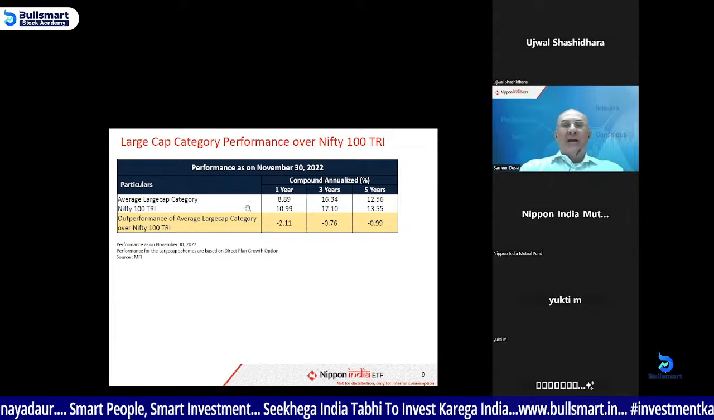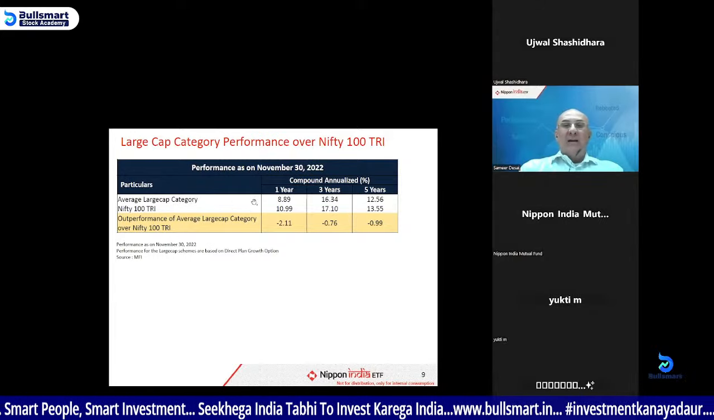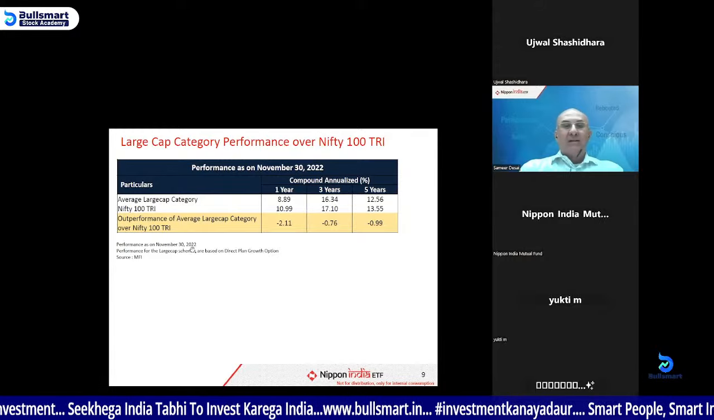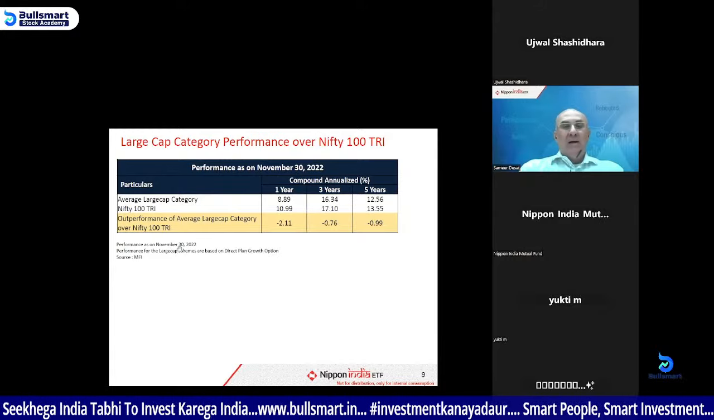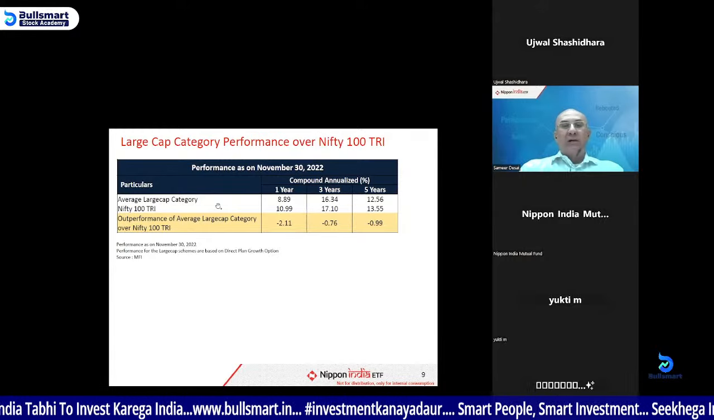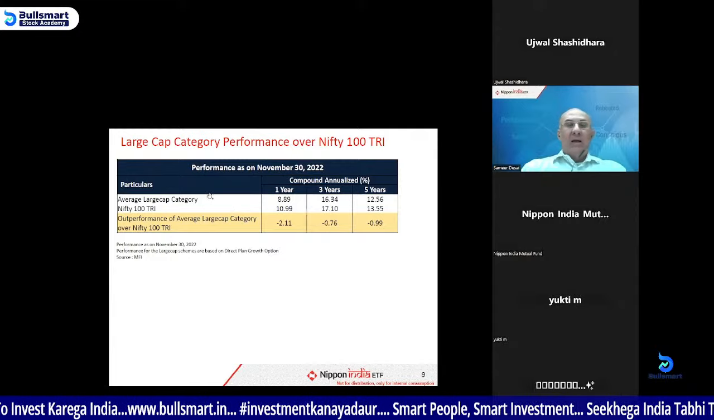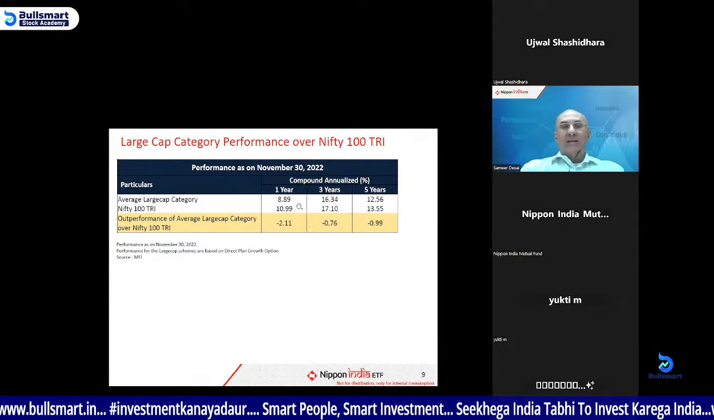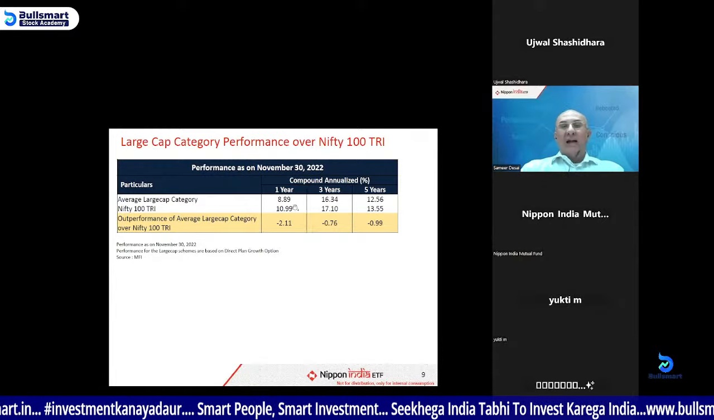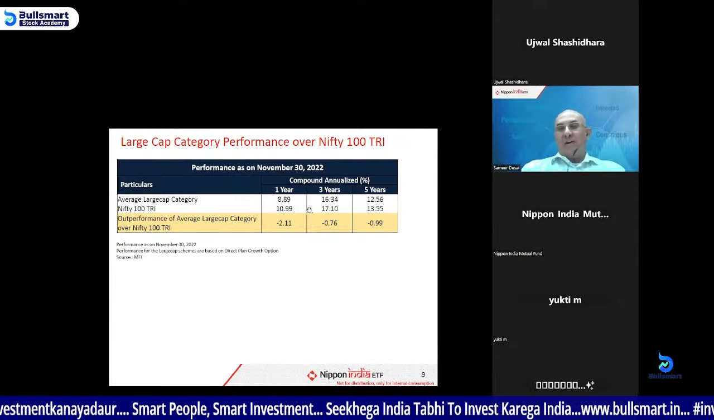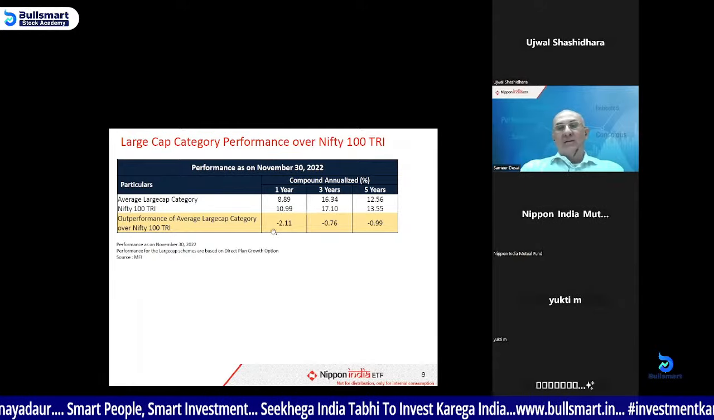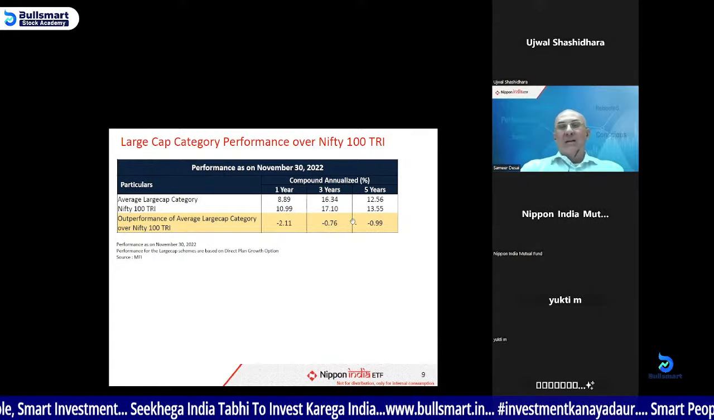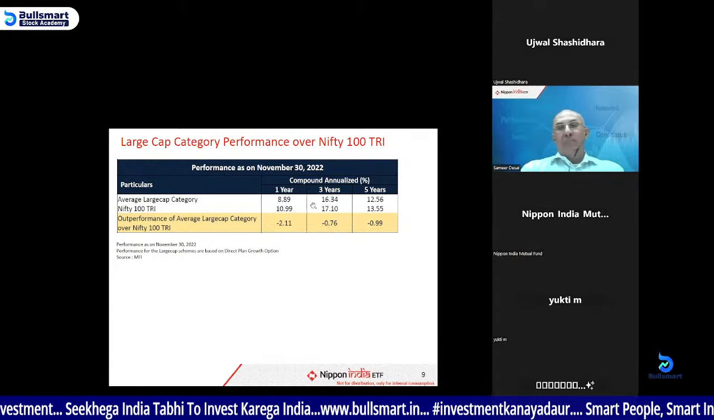Let us see some more data. This is again the large cap category and the compounded annualized return for 1, 3, and 5 years for a time period ended November 30th, 2022. We see that the entire large cap alpha category is giving a return less than the large cap index on an average. So these are the returns. This is the underperformance of the alpha category to the index in the respective time periods.